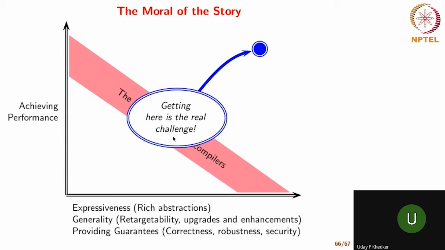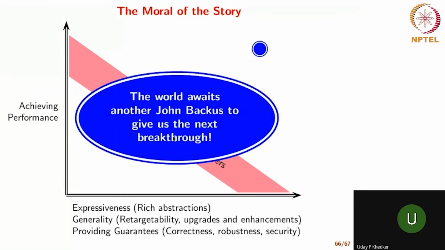This is the real goal. Very few people even know that these challenges exist for compilers, and there is scope for doing a lot of research in compilers, but this is the real challenge which has been unmet. The whole point is the world awaits another John Backus to give us the next breakthrough. We still don't have it, and hopefully there will be another John Backus who will help us get here.